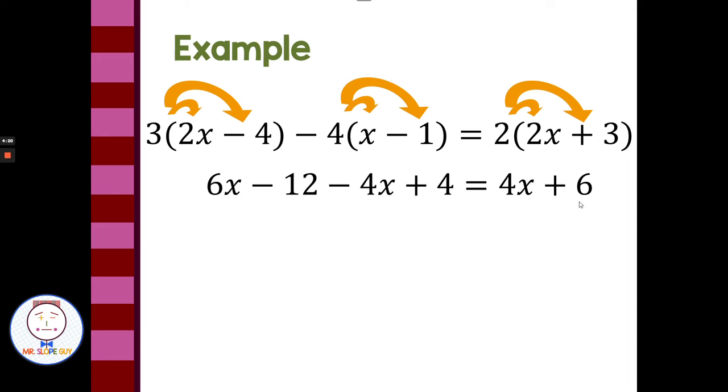Then looking to combine like terms. No like terms to combine on this side, but this side I do. I have 6x and negative 4x will combine to be 2x. And I have a subtract 12 and a plus 4. That will combine to be minus 8. 4x plus 6 I'm just going to bring down. So notice how we're not working along a line. We're bringing everything down each step. And notice how these equal signs kind of line up to look like a train track.